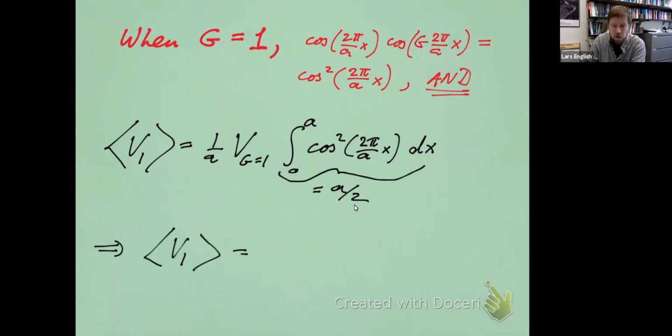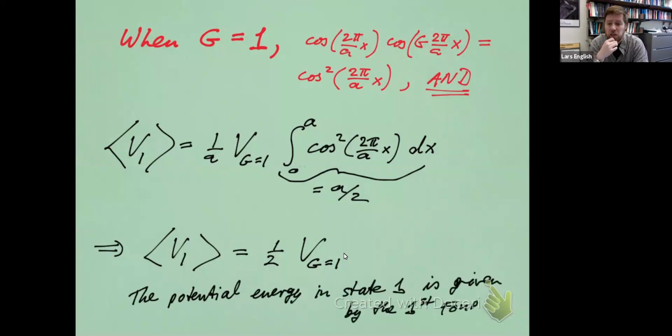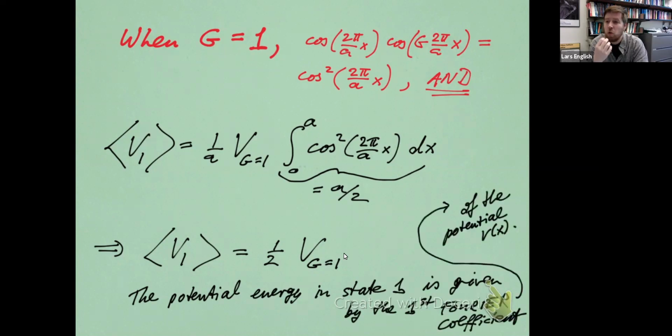And so we get a very simple form for the potential energy of an electron when it is in state 1. Or state A, as we called it, right? So that is a 1/2 times this first Fourier coefficient. This is how we really should interpret that. Okay, potential energy in state 1 is given by the first Fourier coefficient of the potential energy V of x. First Fourier coefficient of V of x. So this is what this here represents. It is nothing other than the first Fourier coefficient of V of x.